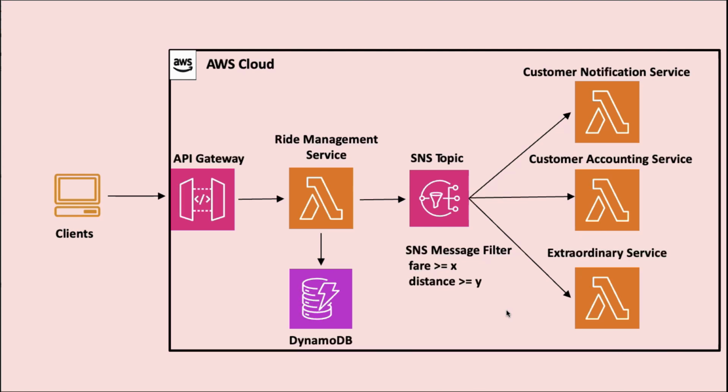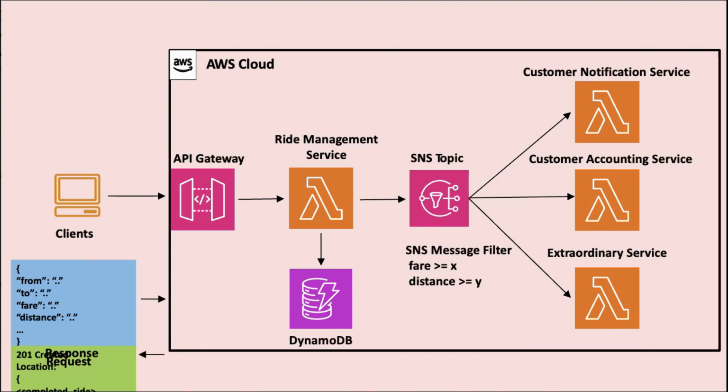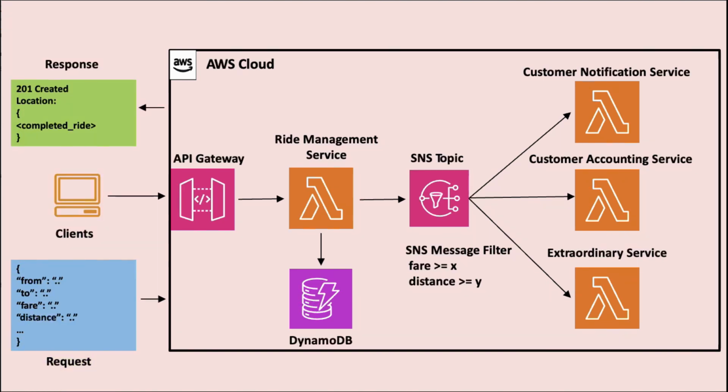So what we will do is send a sample REST curl call to the API gateway. It's a POST API, so within the request payload we will send a JSON file which contains some fields. The fields will include from, to, fare, distance, and other metadata that is required for this application. The request will go to the API gateway, then to the Lambda, then to the SNS topic, and then to all the other Lambdas. Then the response will come back to the client.